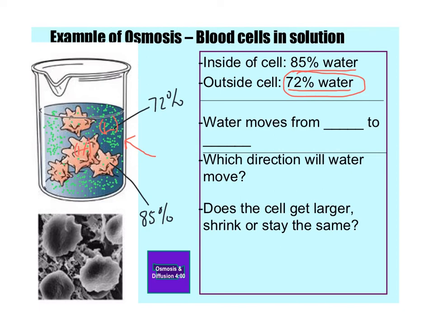So in this case, even though the green dots, the salt, are going to want to move in, the water in this case is going to want to move out of the cell, from high concentration of water to low concentration of water. So water is going to move out of the cells. So is the cell going to get larger, shrink, or stay the same? In this case, you can see those cells, they will shrink.